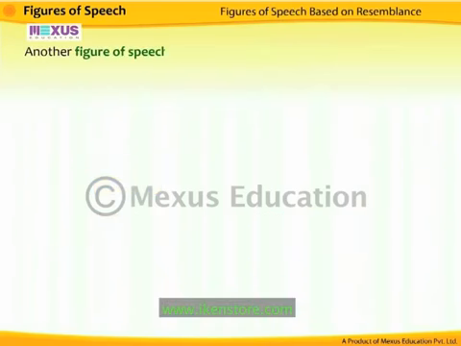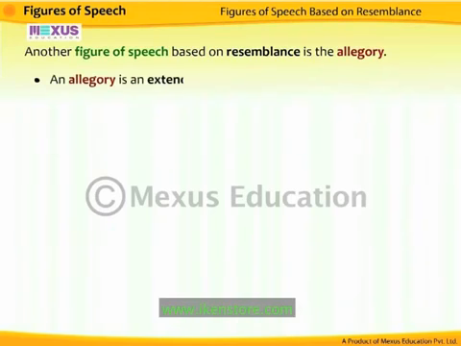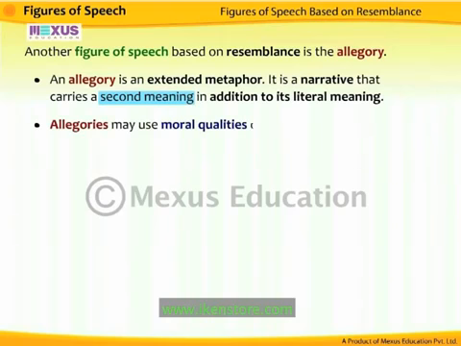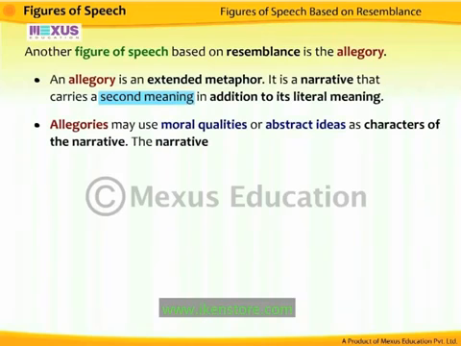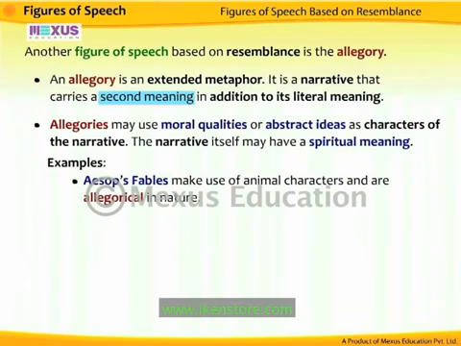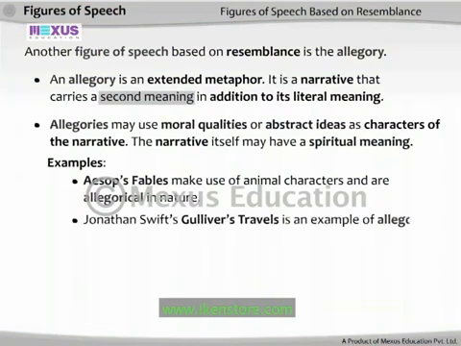Another figure of speech based on resemblance is the allegory. An allegory is an extended metaphor. It is a narrative that carries a second meaning in addition to its literal meaning. Allegories may use moral qualities or abstract ideas as characters of the narrative. The narrative itself may have a spiritual meaning. For example, Aesop's fables make use of animal characters and are allegorical in nature. Jonathan Swift's Gulliver's Travels is an example of allegory on human nature.